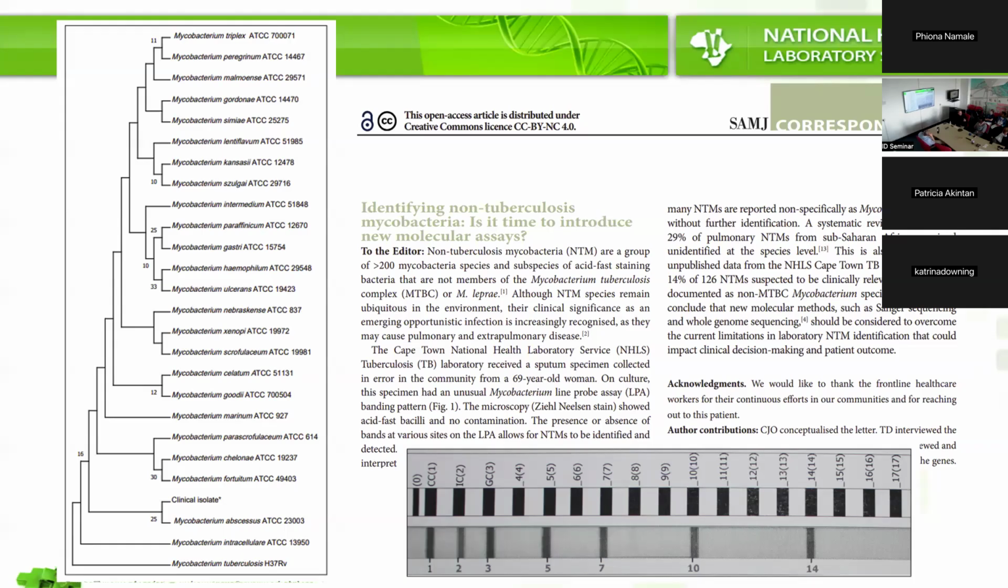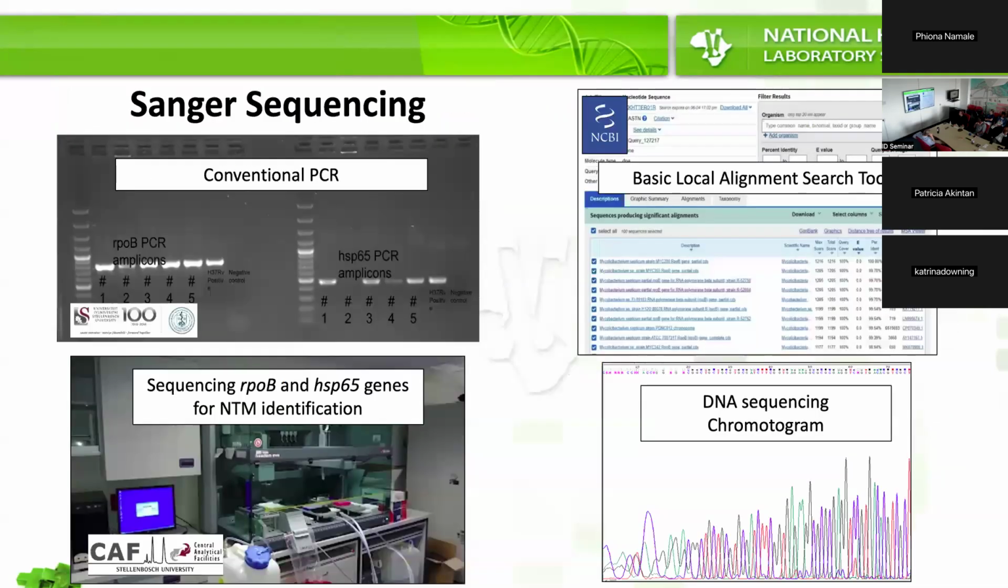We're not allowed to send out mixed cultures, so you're not allowed to identify two NTMs on these line probe assays. In this case, and this was a while ago, I think in 2023, we took that isolate and then we Sanger sequenced it, and we found Mycobacterium septicum. So Sanger sequencing is a very cost-effective, very easy way of identifying these unidentified mycobacteria species.